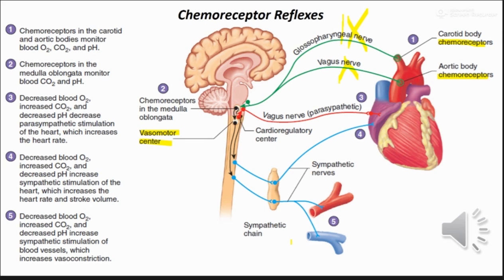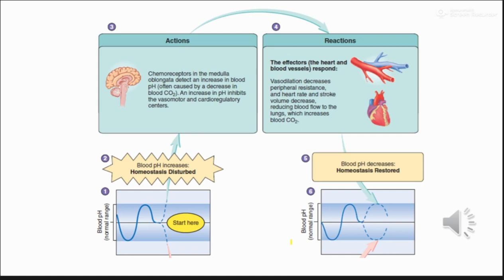Kasi yung blood vessels natin hindi siya nagko-constrict doon sa brain at cardiac muscle natin. Okay? So yun yung mangyayari. Increase in vasomotor tone, and of course, increase MAP. Okay, so let's discuss that in the next slides.